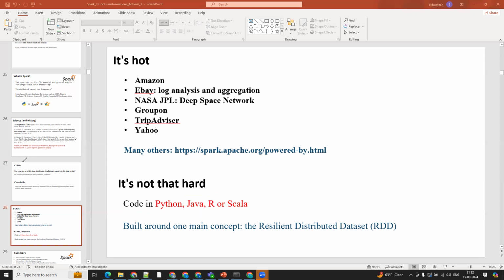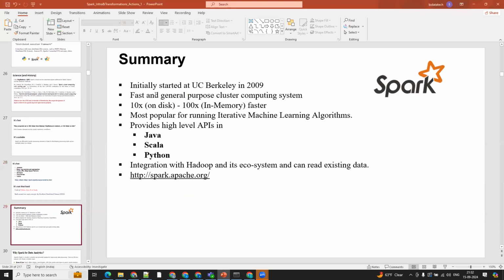Summary: the project actually started in 2009 at UC Berkeley. It's a fast, general purpose cluster computing system. I told you already, what is general purpose? General purpose means it can be used for all the other applications. Of course, it is faster compared to MapReduce programming, and it is popular for running iterative machine learning algorithms as well.